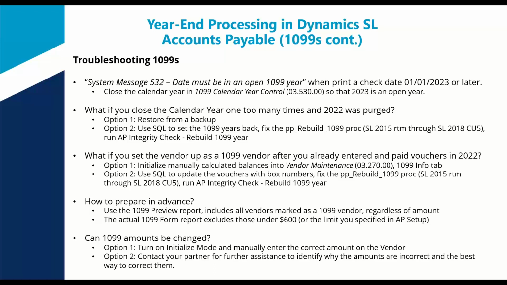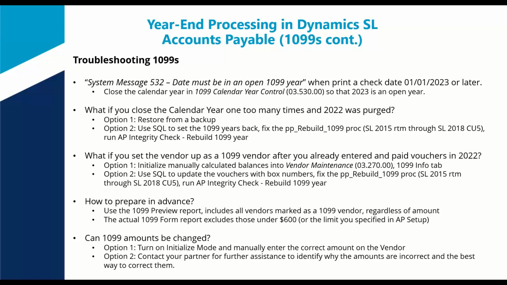What if you set up the vendor as a 1099 vendor, but after you'd already entered and paid some vouchers for them, either some or all of their vouchers? If you want to, you can calculate the number it should be and turn on initialize mode. And in vendor maintenance on the 1099 info tab, you can manually input that total. And then it'll print on your preview and forms just fine.